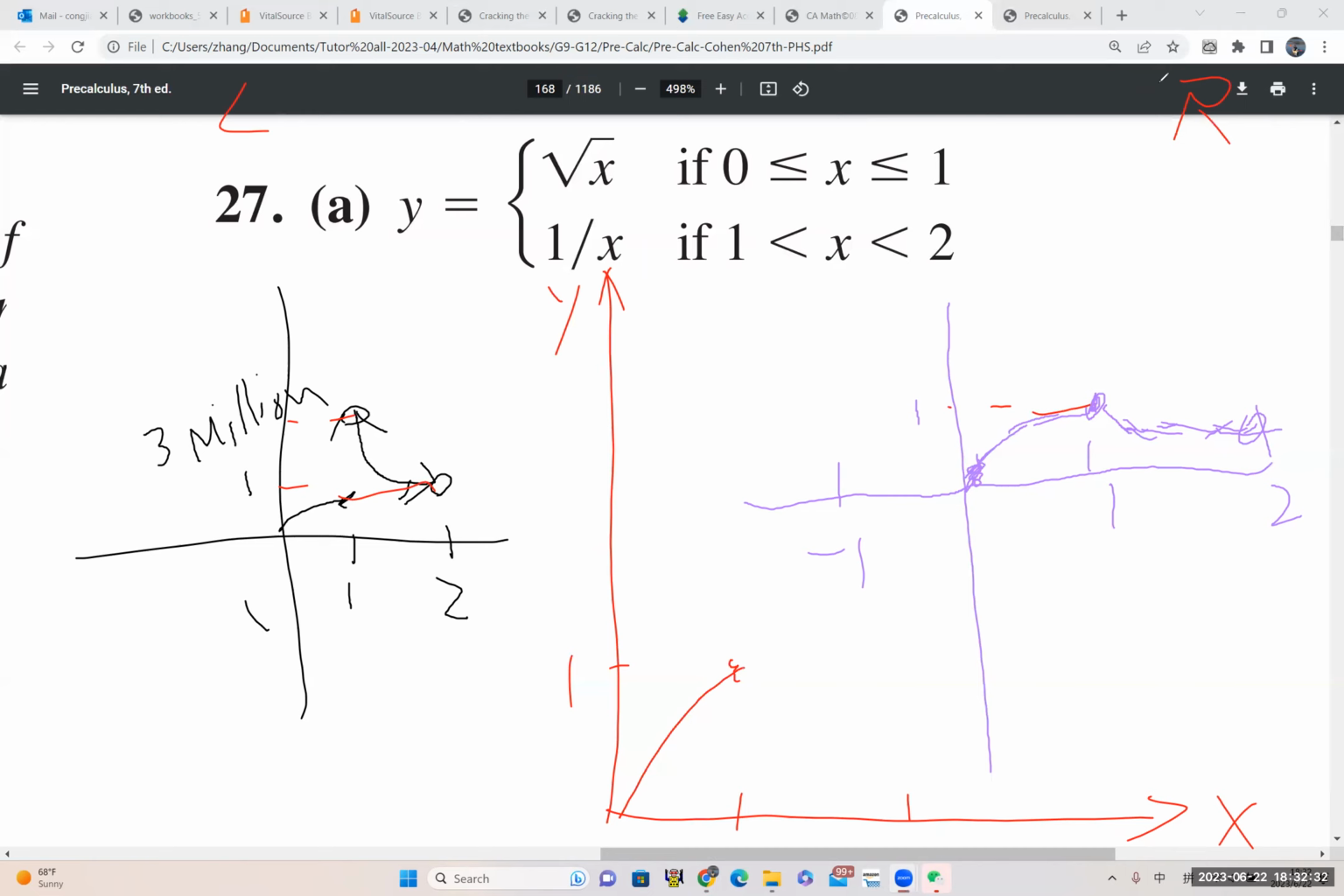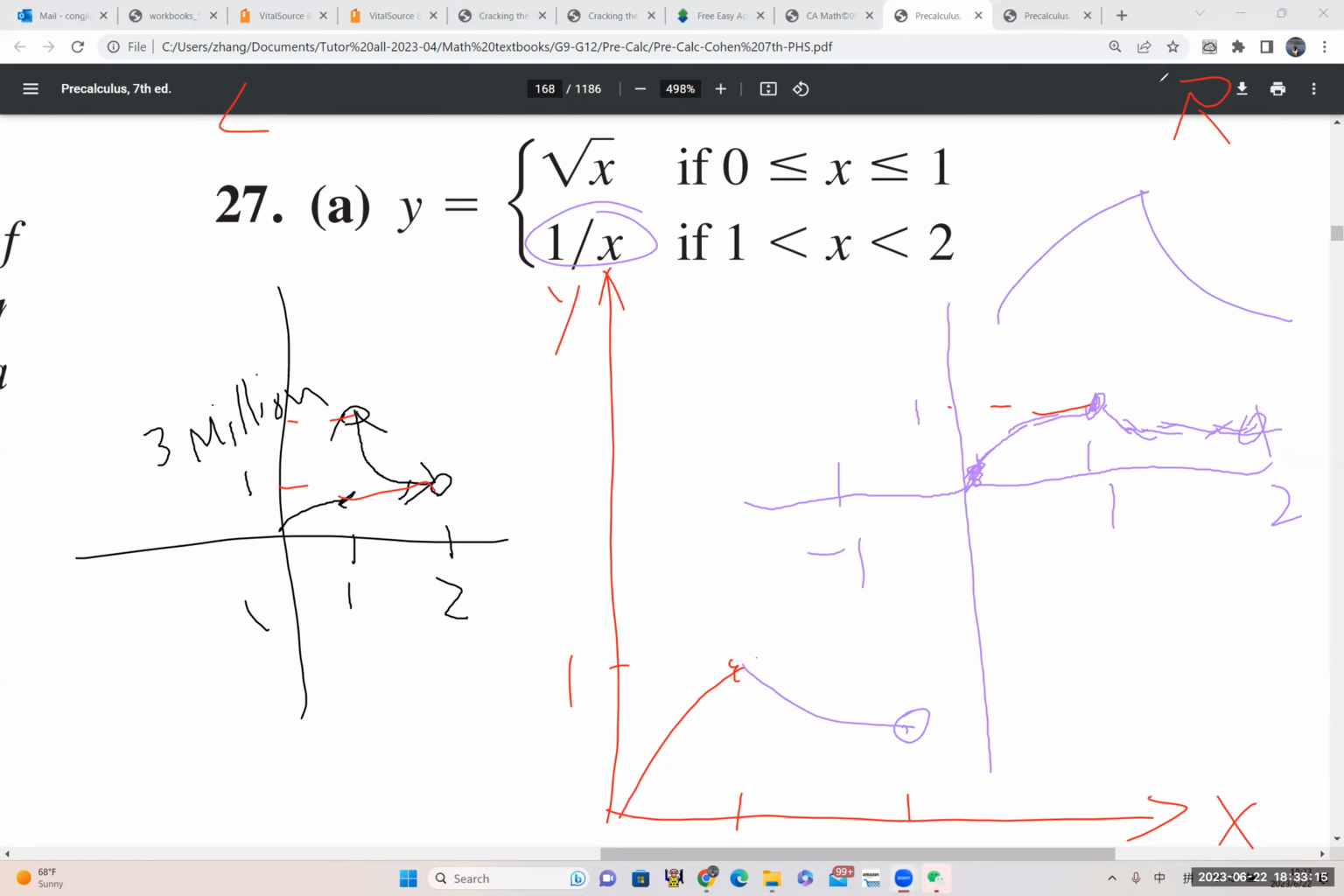Then, let me use a different color. Suppose when x equals 2, y is half, right? So half is about here. So anyway, it's like this, basically like what Ray drew, right? But this point should not be included because here we don't have x equal to 2, just less than 2. And here it's continuous, but not smooth. It's like this, then this, right? So it's not smooth, but it's continuous.